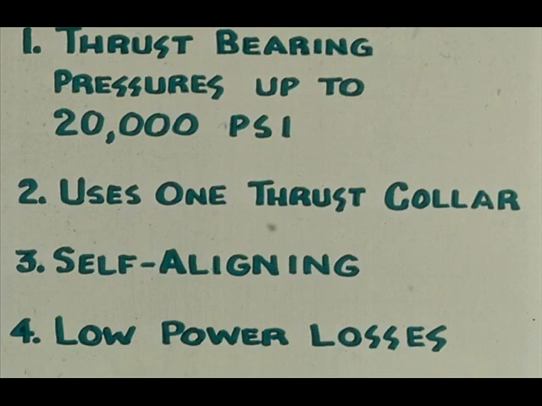First, it permitted thrust pressures on the bearing to increase up to 20,000 pounds per square inch of projected area. Second, it permitted the use of a single thrust collar. Third, the bearing was designed to be self-aligning with each bearing face carrying its share of the load. And fourth, horsepower losses in the bearing were reduced to about 5% of the old values.